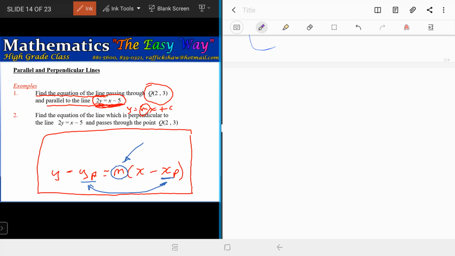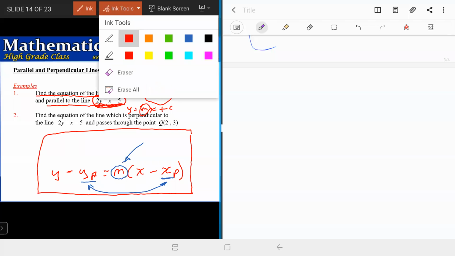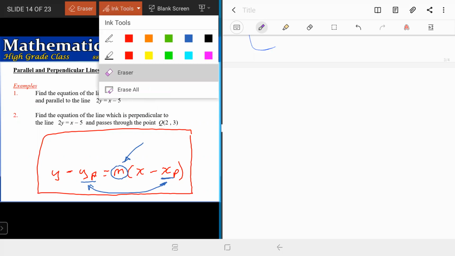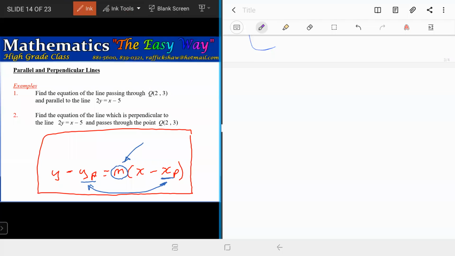And when I have the gradient and a point on the line that I want, then I can find the equation of the line that I want. To find the equation of a line, you must know 2 things about it: the gradient of the line, and a point on the line. Sometimes they will give you both, sometimes they'll only give you 1 of them. In this case, they gave us the point. They didn't give us the gradient, but they gave us information that we can use to find the gradient. The information is that it is parallel to another line.